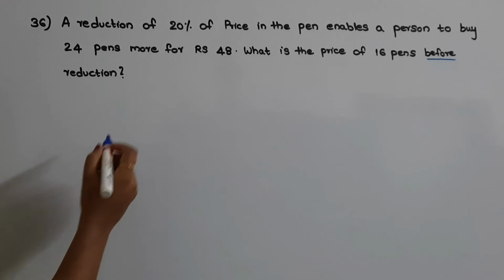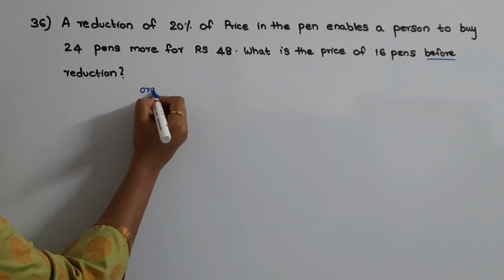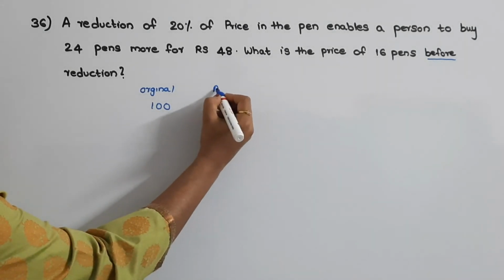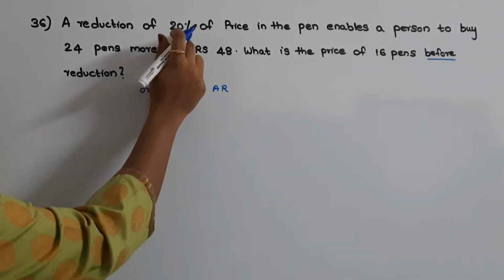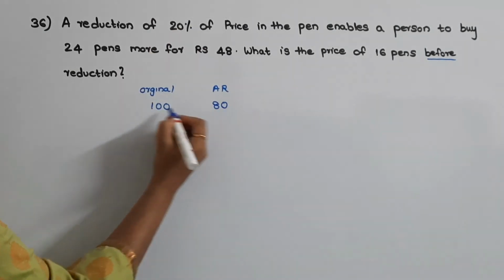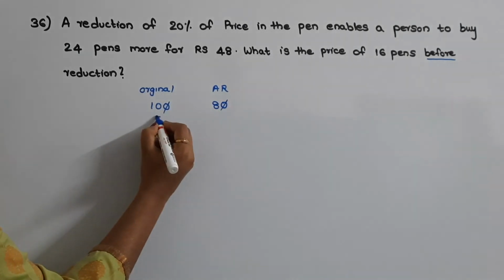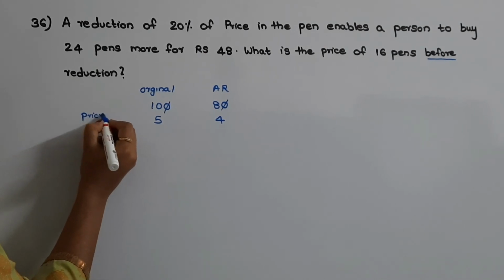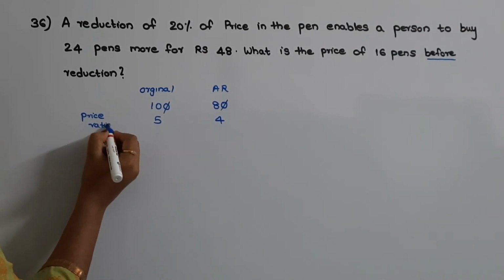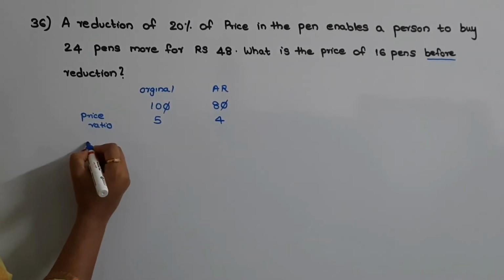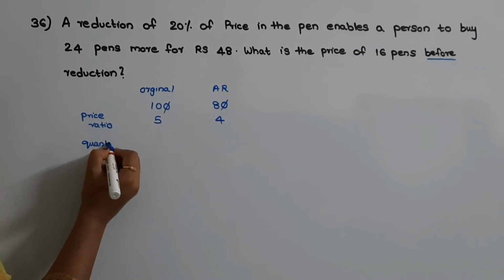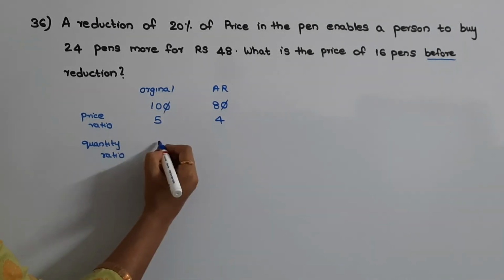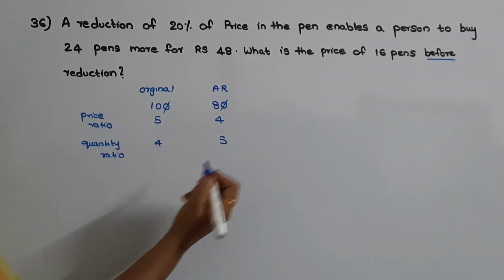So let us consider the original price as 100. Then what will be the price after reduction? That will be 100 minus 20, that is 80. Then let us find out its ratio. That will be 5 is to 4. So this is the price ratio. Price ratio is inversely proportional to quantity ratio. So what will be the quantity ratio? That will be 4 is to 5.